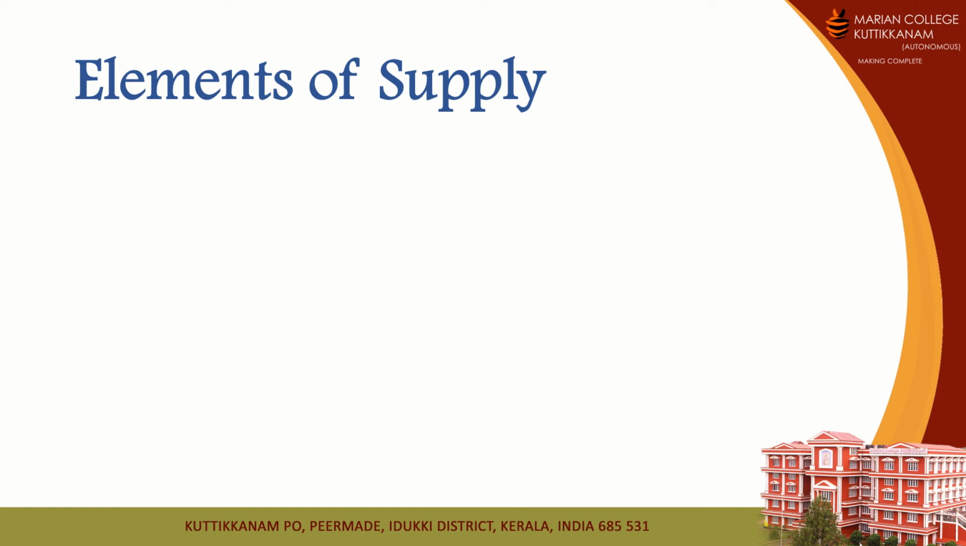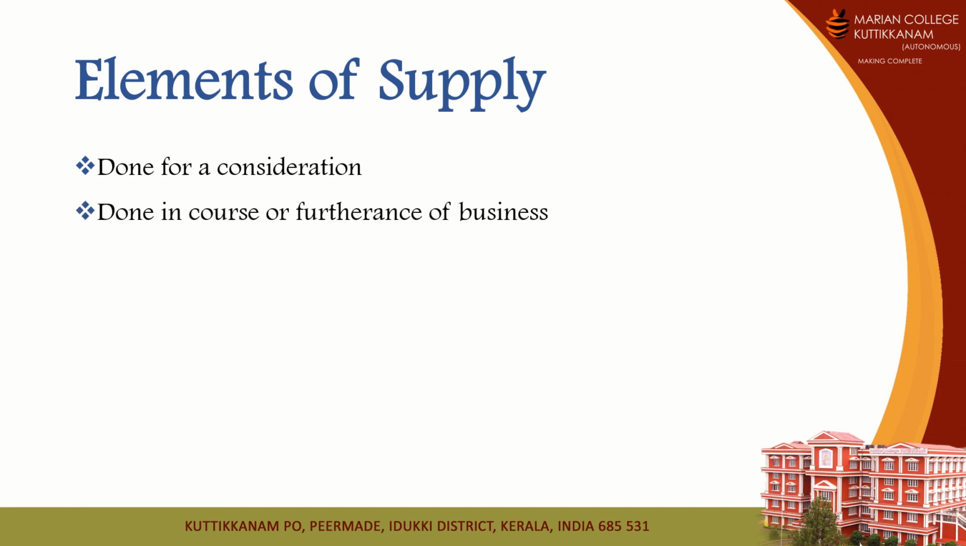So in case of supply, there are mainly two elements, and satisfaction of these two elements only will constitute a supply. Let's see. The first element is that supply is done for a consideration. In case of a supply, there should be a consideration. And the second element, a supply should be done in the course or furtherance of a business. So, if a supply satisfies these two elements, it can be termed as a supply under the GST Act.